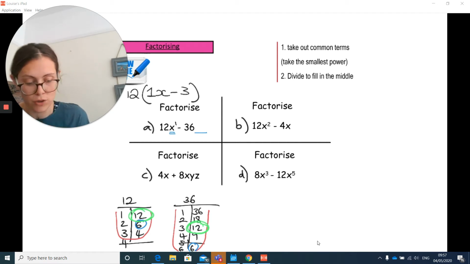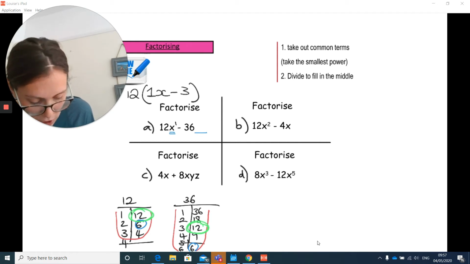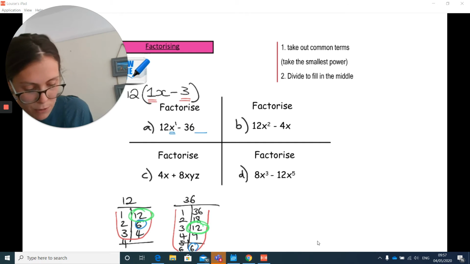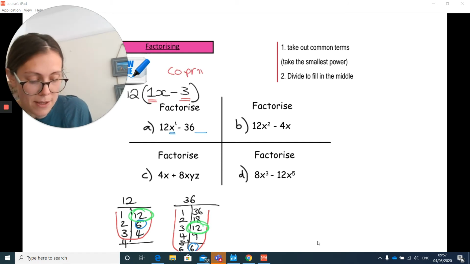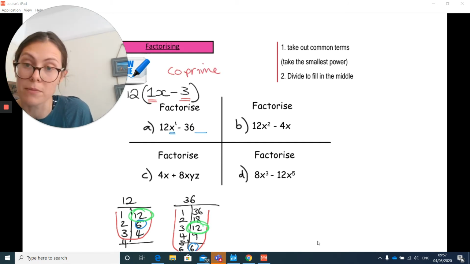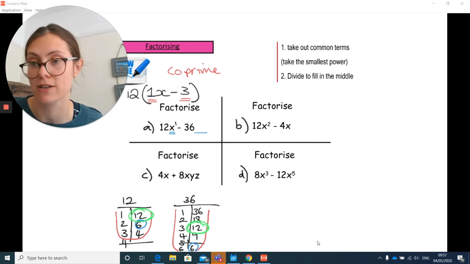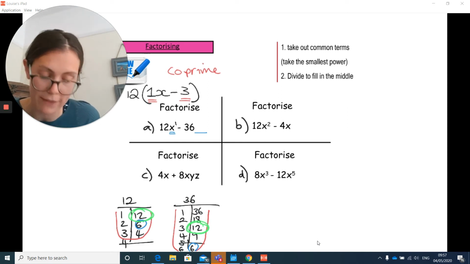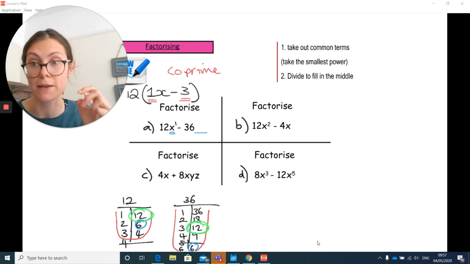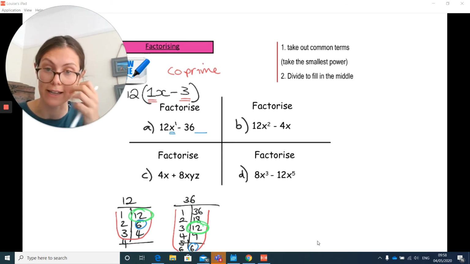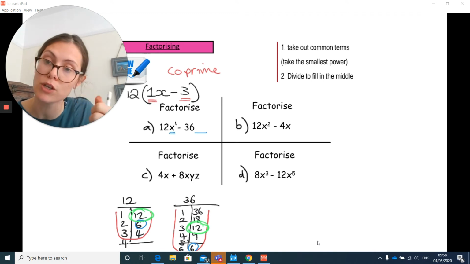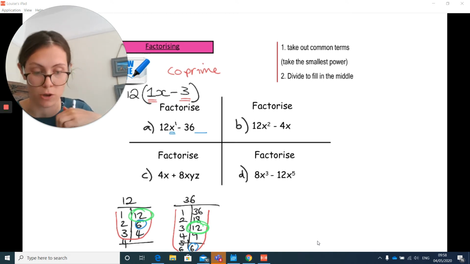And I'll tell you why I knew that I hadn't got that right. Because when you look at the numbers that you're left inside the brackets, those numbers should be co-prime. They should not share any factors except the factor of 1. So what you've got left in the brackets should always be co-prime if you factorize it correctly. And what I mean by co-prime is if you look at those numbers, there shouldn't be any factors in common.